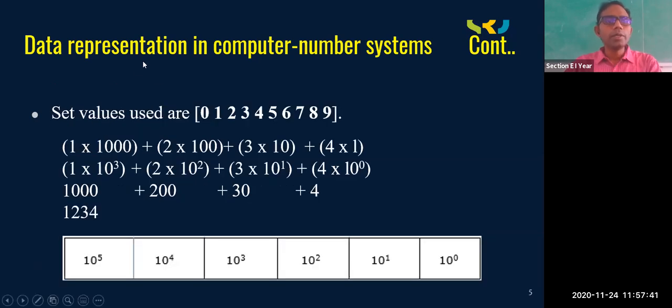Now coming to data representation in a decimal number, that is how we are identifying. 0 to 9 are the allowed numbers. So I said units, tens, hundreds, thousands, the same thing, right? 1 into 10 to the power of 3, 10 to the power of 2, 10 to the power of 1, 10 to the power of 0. Anything to the power of 0 is 1. Into 4, into 3, into 2, into 1. So 1000 plus 200 plus 30 plus 4, we are going to get 1, 2, 3, 4.